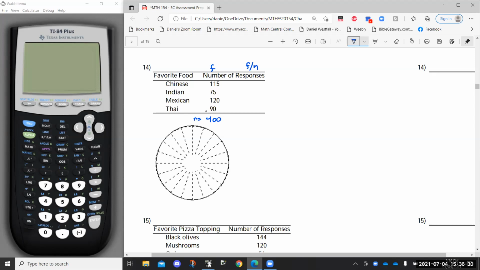So if I can take 115 divided by 400, it's going to be 0.2875. I'm going to say that that's about 29%.